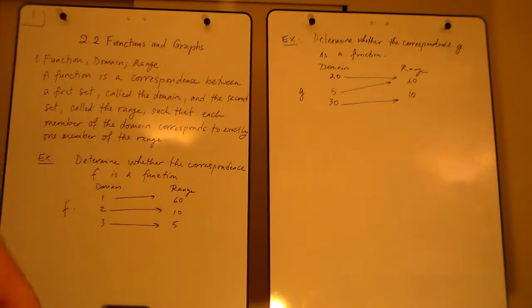So here's the definition of function, domain, range. A function is a correspondence between a first set called the domain and a second set called the range, such that each member of the domain corresponds to exactly one member of the range.